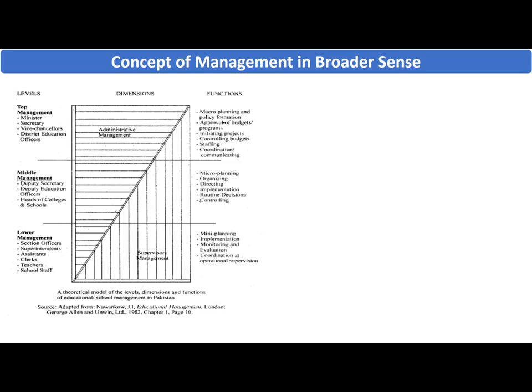At the middle level, the people are normally deputy secretaries, deputy education officers, and heads of colleges and schools. Their functions are micro planning, organizing, directing, implementation, routine decisions, and controlling. At lower level management, the people are normally section officers, superintendents, assistants, clerks, teachers, and school staff. Their functions are mini planning, implementation, monitoring and evaluation, coordination, and operational supervision.